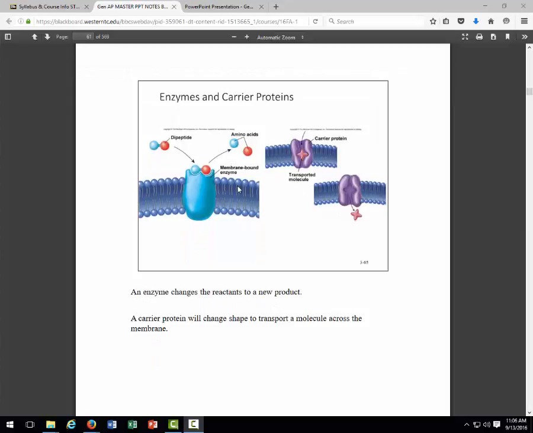Some things can't dissolve right through the membrane, so sometimes they need an enzyme to break them up into smaller pieces, and then they're carried across the membrane. It's not necessarily a channel, but a protein that binds, changes its shape, and dumps the substance on the other side. So this is another type of transport. It's called a carrier protein.